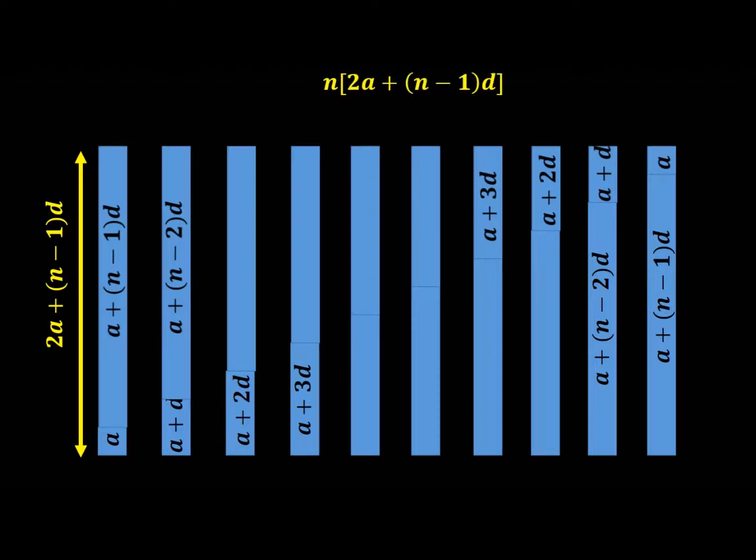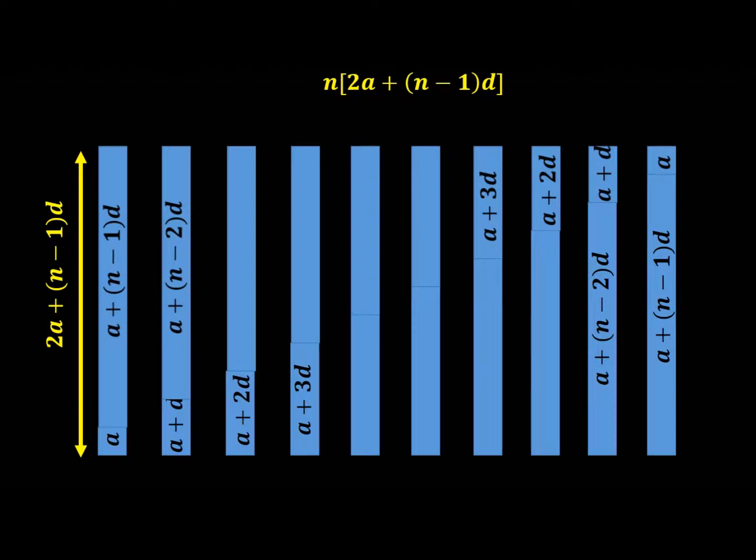I hope that is clear so far. But is this what we want? Is this what we were interested in? No. We were interested in the sum of all the terms in our arithmetic progression, and this is actually the sum of all the terms in our arithmetic progression plus the sum of all the terms in the second arithmetic progression that we put in reverse order.